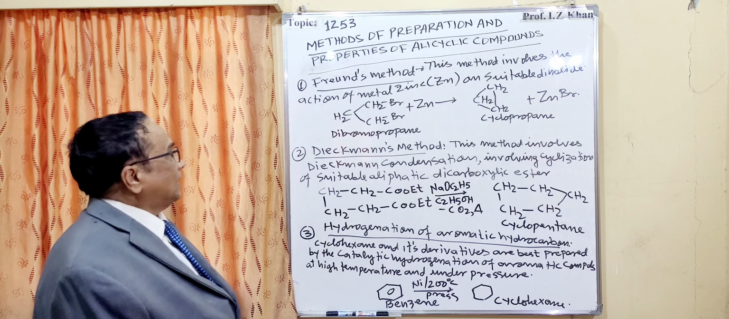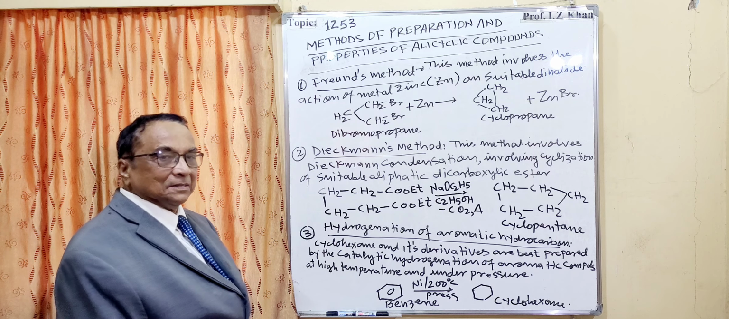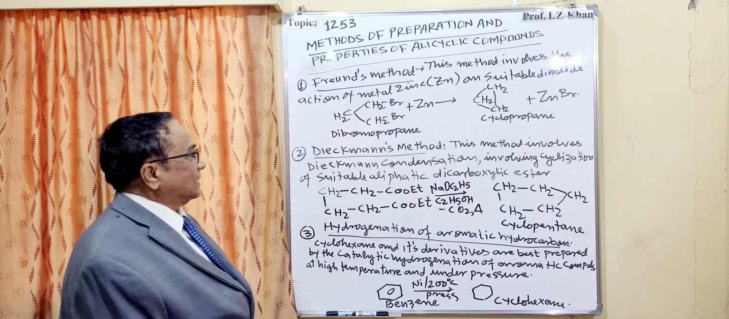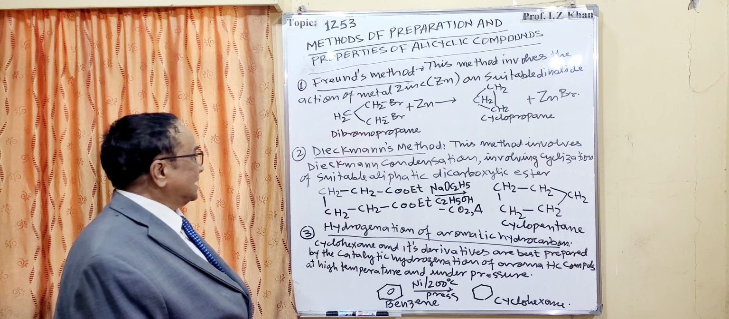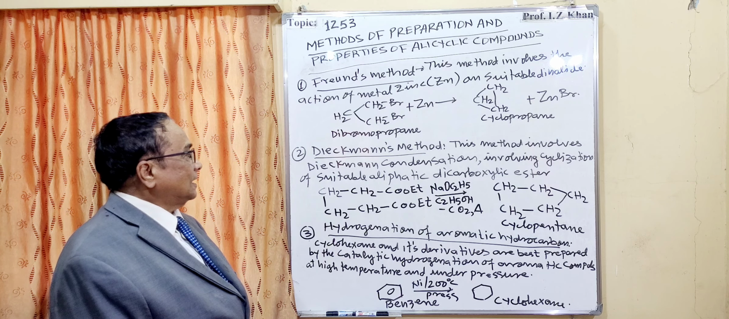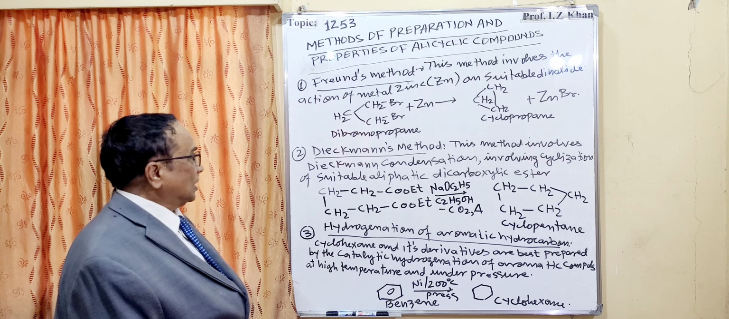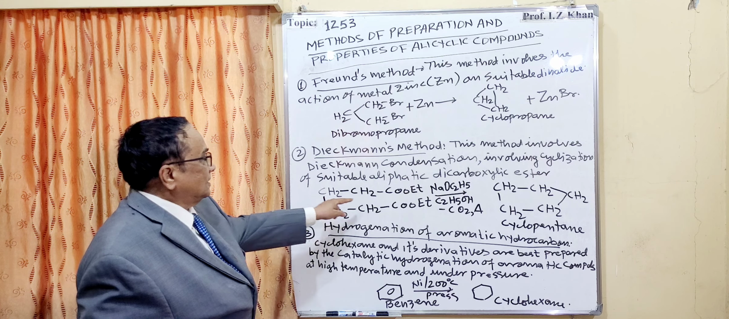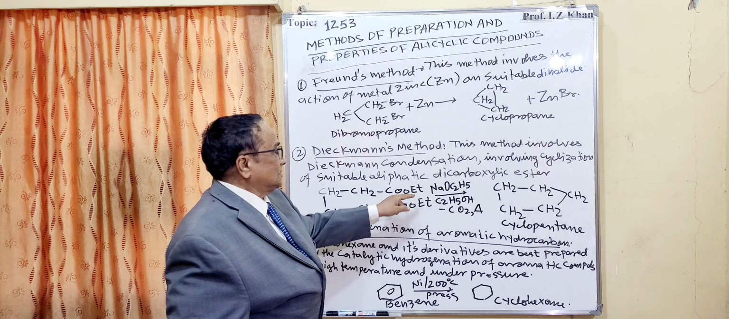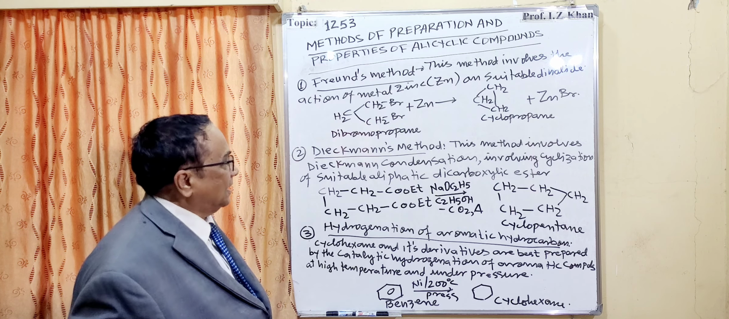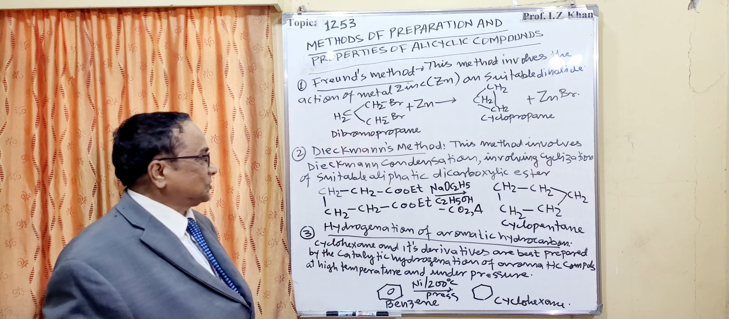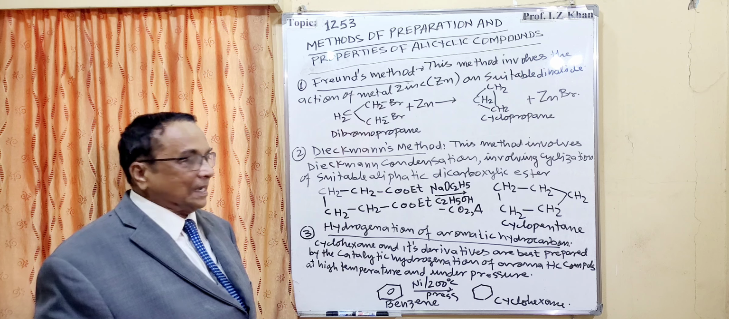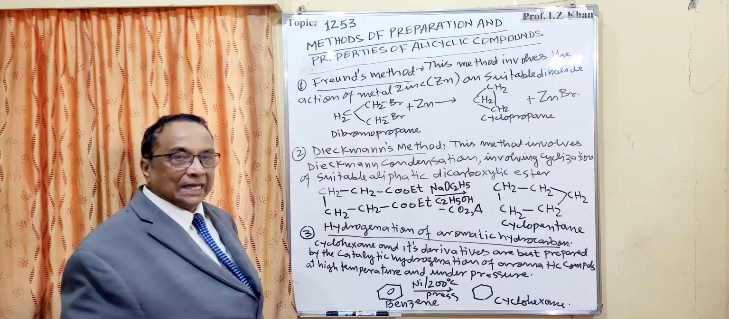Number two, Dieckmann's method. This method involves Dieckmann condensation, involving cyclization of a suitable aliphatic dicarboxylic ester, and here this is your dicarboxylic ester. It is CO, it is ester, and when it is treated with NaOC2H5 plus ethyl alcohol C2H5OH, and there will be elimination of carbon dioxide gas and it is heated, you will get cyclopentane.